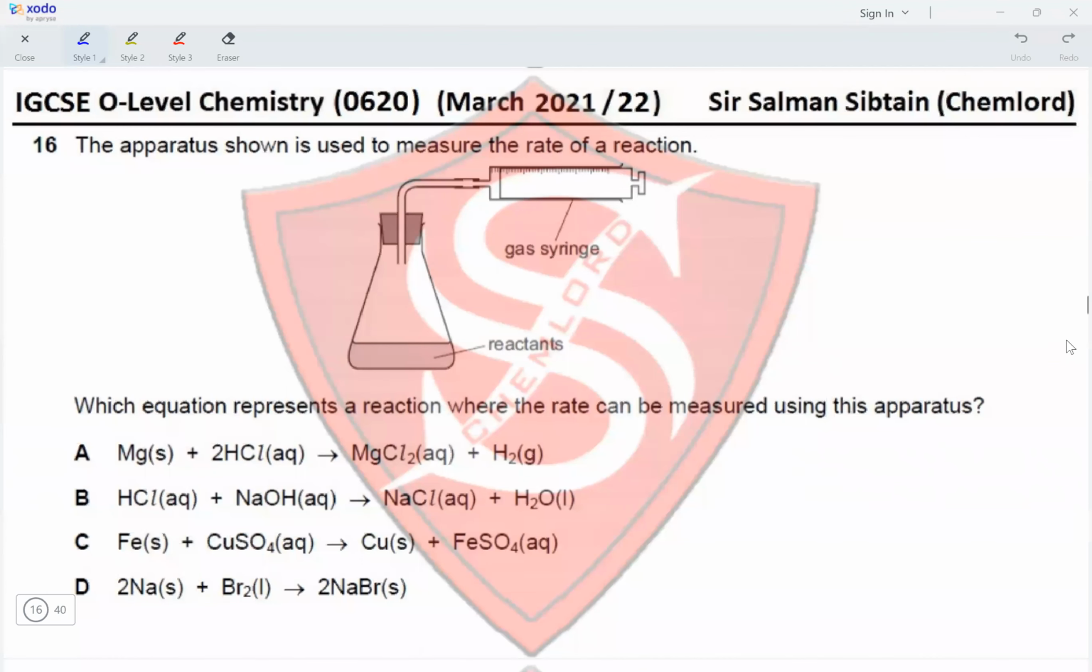Question 16. The apparatus shown is used to measure the rate of a reaction. So we've got reactants in a conical flask and we have a gas syringe connected with it to collect gas. Which equation represents a reaction where the rate can be measured using this apparatus?